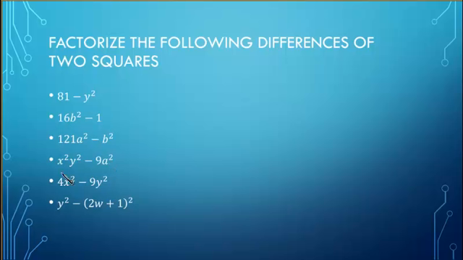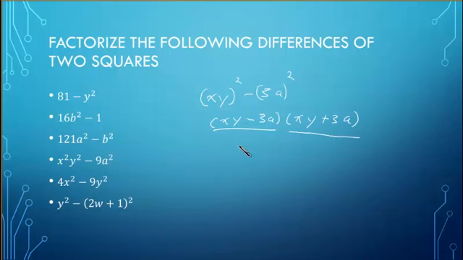In this case, again, we have two perfect squares. So that's xy quantity squared minus 3a quantity squared. Notice 3 squared is 9, a squared is a squared. And so this becomes xy minus 3a, xy plus 3a. Notice again we have a product of two factors. So this expression has been factorized.